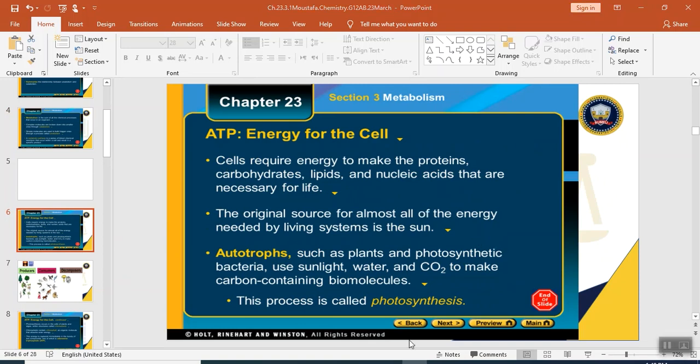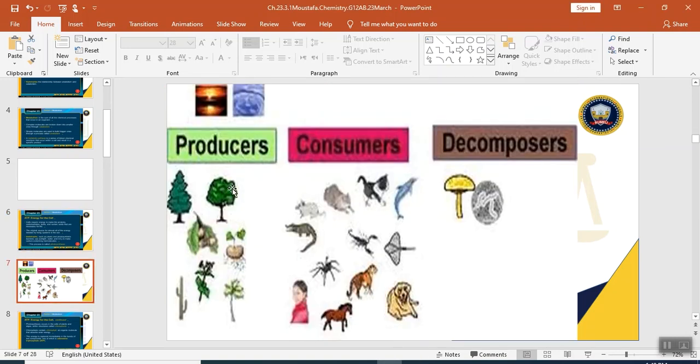But before we start to explain molecules which are responsible for energy in living cells, let us return to your homework. I told you to search for producers and consumers. What is the meaning of producers and what is the meaning of consumers? Producers means living cells that can produce their own food by themselves, but consumers cannot produce their food and eat in other ways.